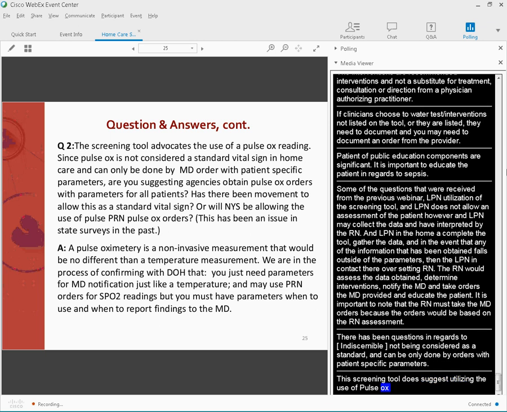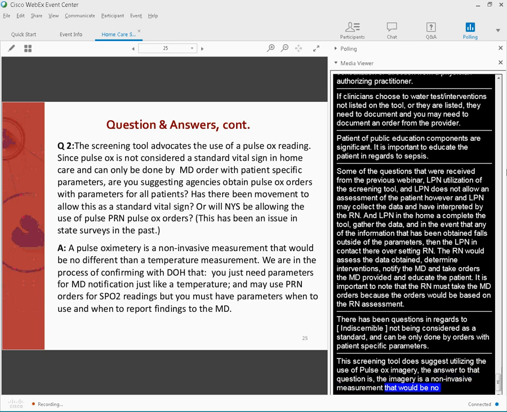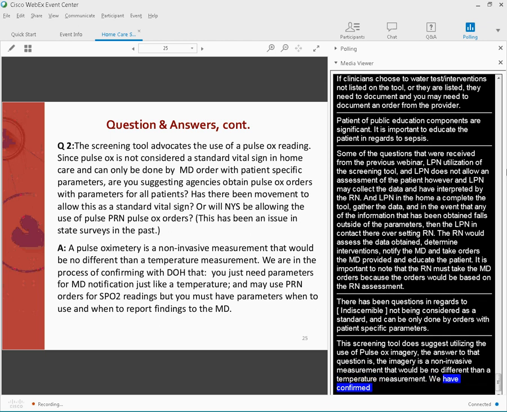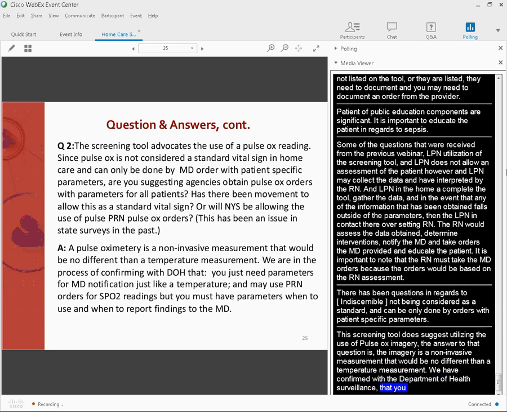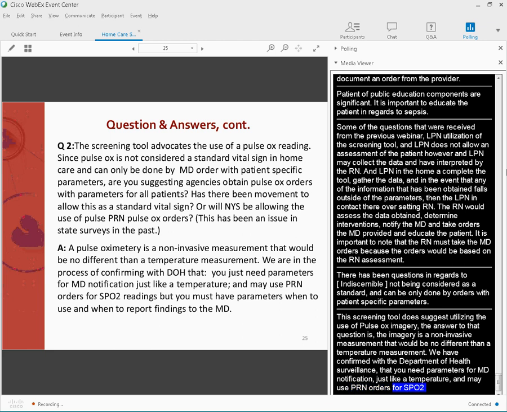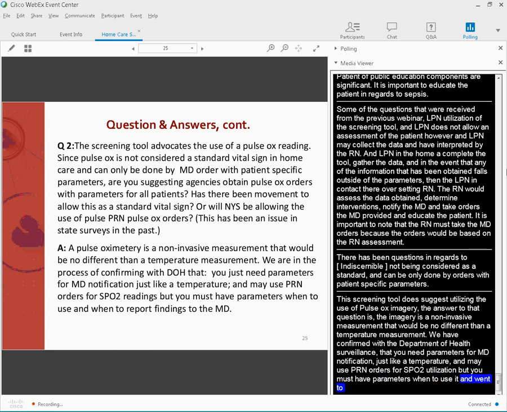The answer to that question is a pulse oximetry is a non-invasive measurement that would be no different than a temperature measurement. We have confirmed with the Department of Health surveillance that you need parameters for MD notification, just like a temperature, and may use PRN orders for the oximetry utilization, but you must have parameters when to use it and when to report the findings to the provider.